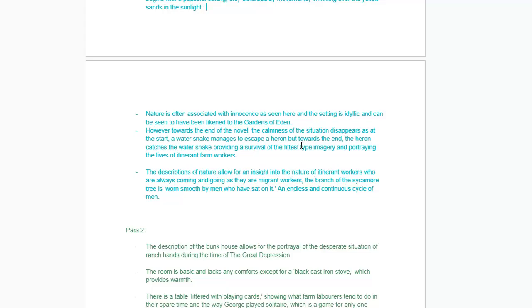And again, the description allows for an insight into the nature of the itinerant worker. They're always coming and going when it comes to the setting, because the branch of the sycamore tree had been worn smooth by men who had sat on it. Constant migrant, itinerant farm workers had gone from ranch to ranch searching for jobs, eventually due to the impact of the Great Depression.